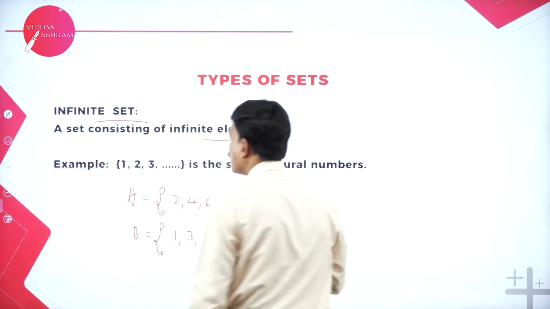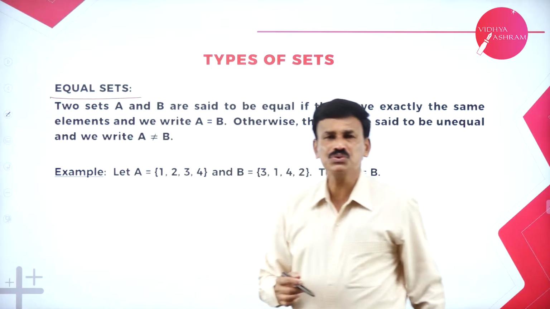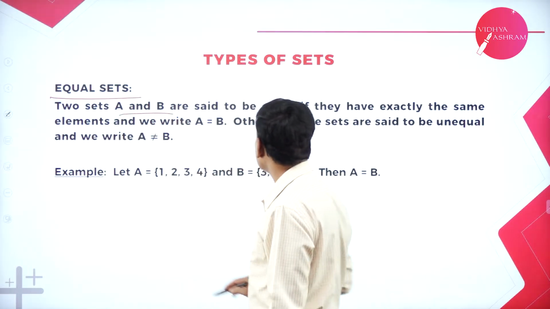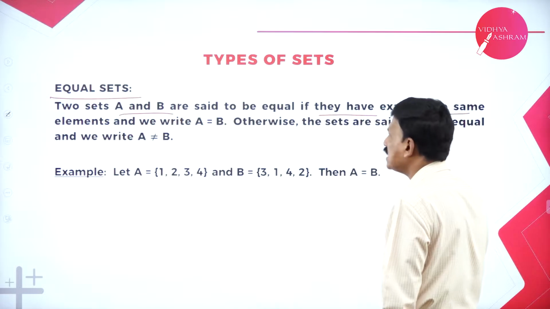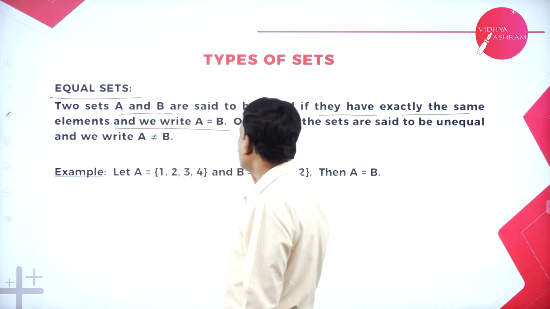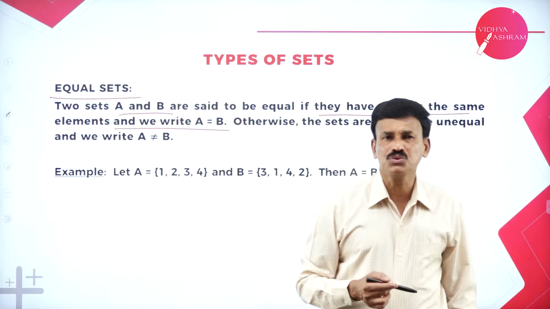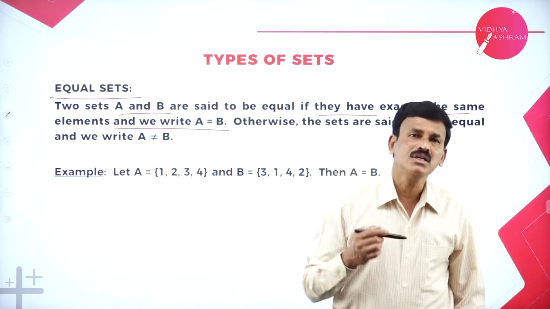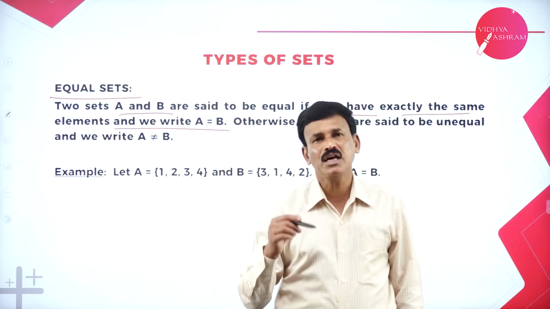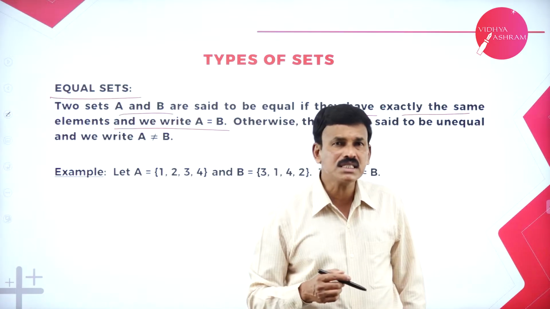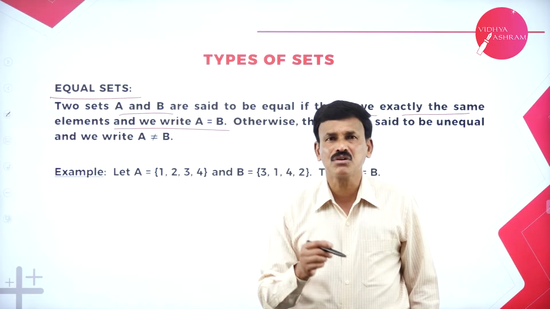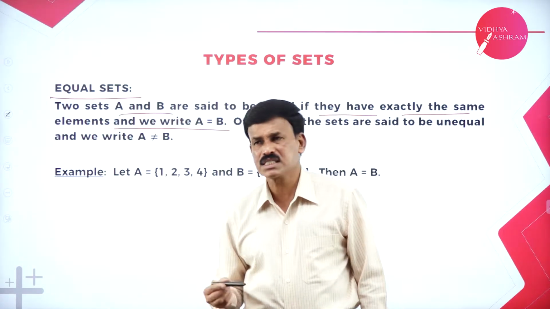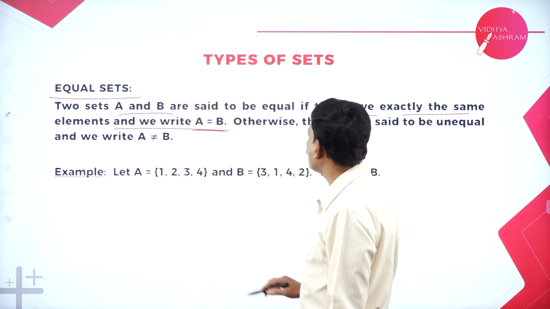Okay. Now let us come to the next, equal sets. When do you say two sets are equal? That is called an equal set. Two sets A and B are said to be equal if they have exactly the same elements, and it is denoted as A = B. If A and B are any two sets, they are said to be equal if and only if they have the same number of elements and exactly the same elements, and it is denoted as A = B.